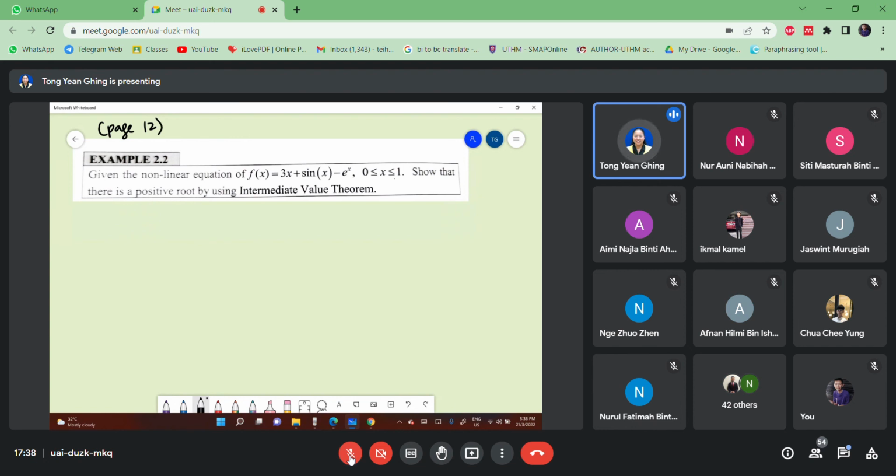Okay, given the non-linear equation fx equal to 3x plus sine x minus exponential of x, for x greater than or equal to 0 and less than or equal to 1, show that there is a positive root by using the intermediate value theorem. Now, if you look at here, it is given that this is the interval for x from 0 until 1. So remember, this is the interval. So A is 0, B is 1.